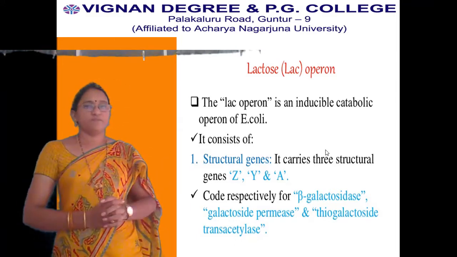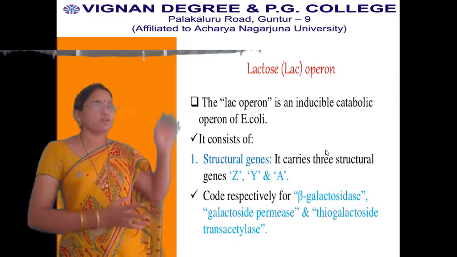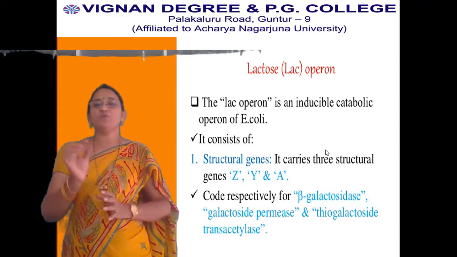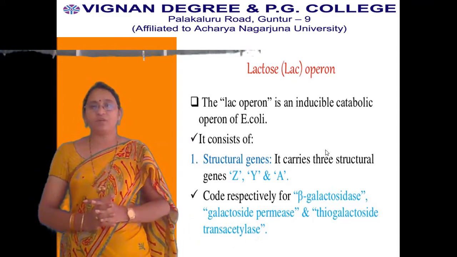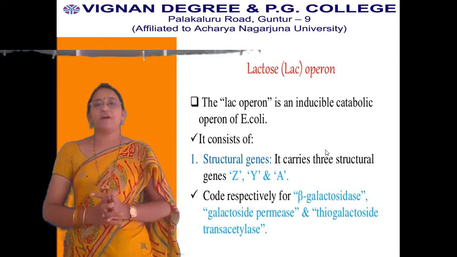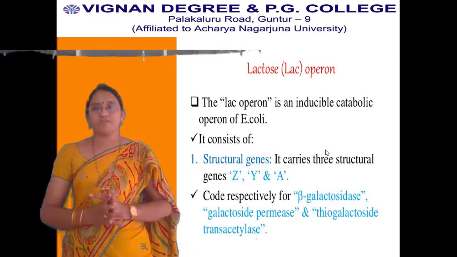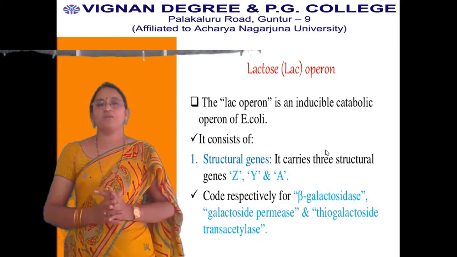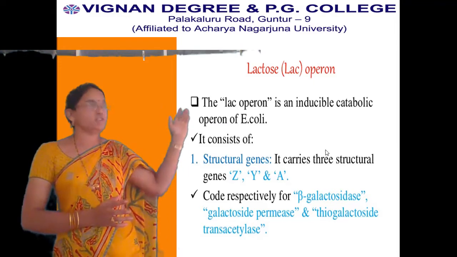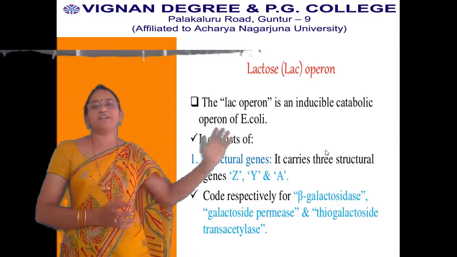Lactose operon. We are going to discuss now the lactose operon in Escherichia coli. The lac operon is an inducible catabolic operon of E. coli. Inducible catabolic operon means this operon is expressed in the presence of certain inducer molecules. It consists of structural genes. What are the structural genes? Z gene, Y gene and A gene.